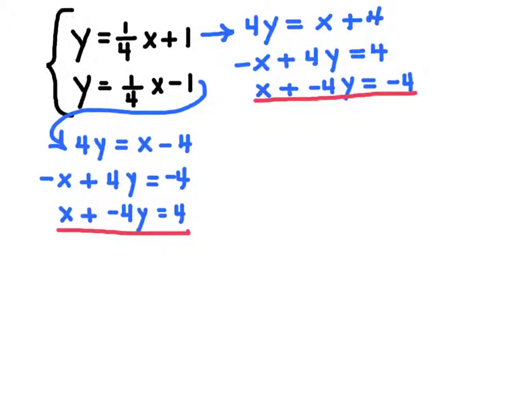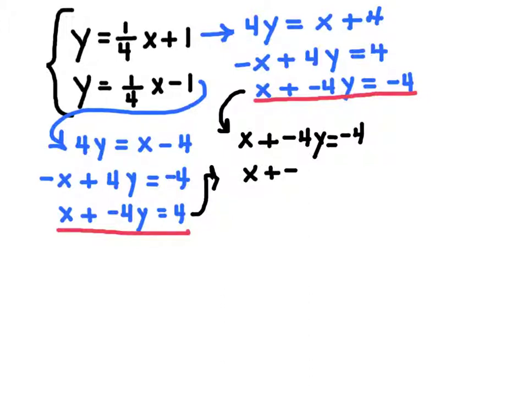Okay, let's go ahead and stack these equations one on top of the other. Here's our first equation right here, which is x plus a negative 4y is equal to a negative 4. And our second equation, which comes from here, we'll write that one down, that is x plus a negative 4y is equal to a positive 4. Here's our system of equations.